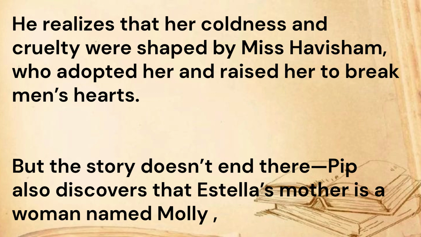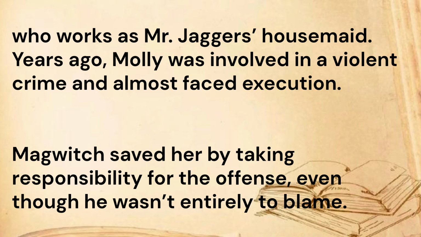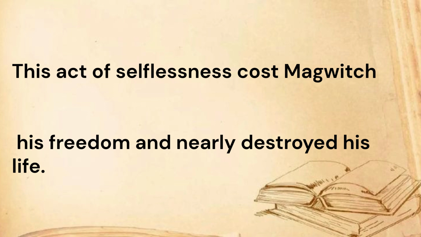Pip also discovers that Estella's mother is a woman named Molly, who works as Mr. Jaggers's housemaid. Years ago, Molly was involved in a violent crime and almost faced execution. Magwitch saved her by taking responsibility for the offense, even though he wasn't entirely to blame. This act of selflessness cost Magwitch his freedom and nearly destroyed his life.